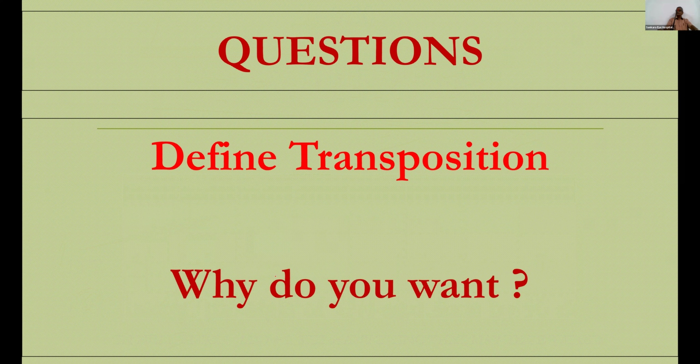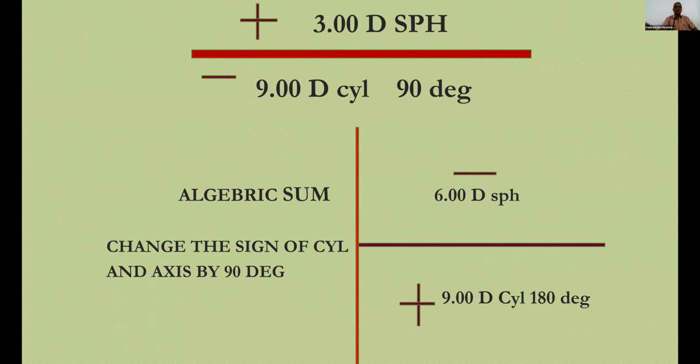Hello? I told you what transposition is: change of one form and transfer to another equivalent form. Why do you want to transpose? I told you. Remember? This is the algebraic sum. -9 becomes +9, cylinder 180. And the sphere becomes the algebraic sum, which is +3 -9 = -6. Remember? This is the transposed form of the previous prescription. Understand now? This is called simple transposition.